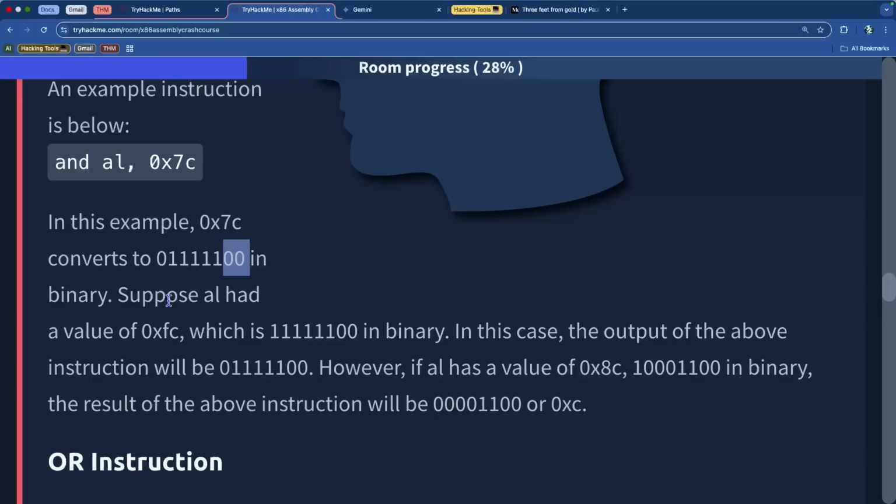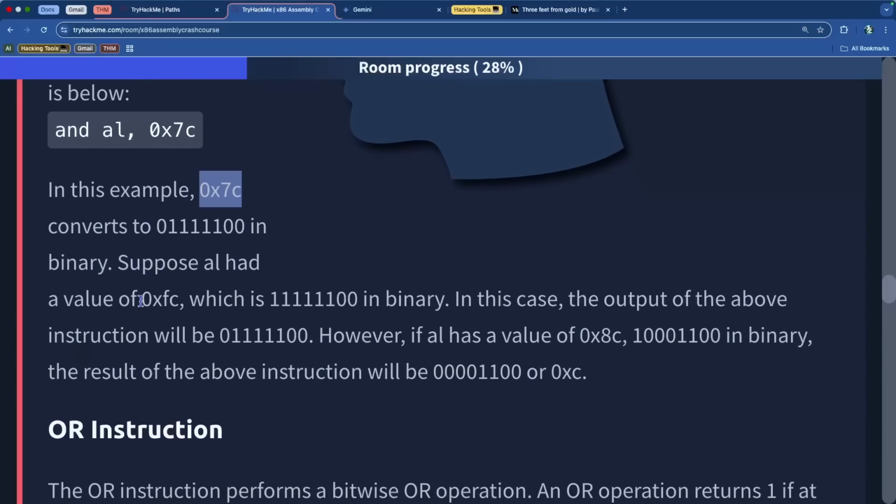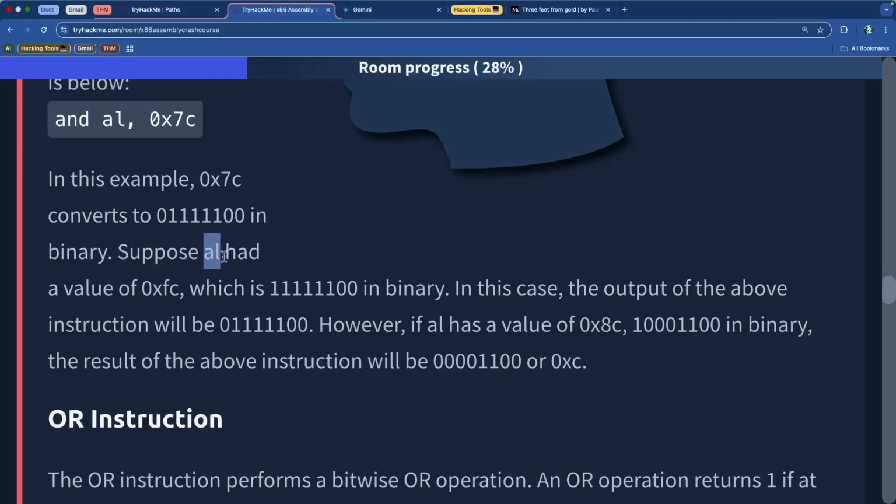In this example, 0x7c converts to 01111100 in binary. And this is just hex being converted into binary. There's nothing special about that. So suppose that AL had a value of 0xfc, which ends up being this in binary. In this case, the output of the above instruction will end up being 01111100. However, if it has the value of this, then it will be turned into this right here.